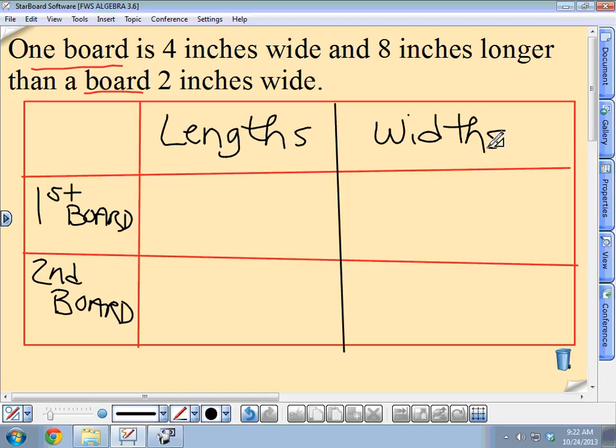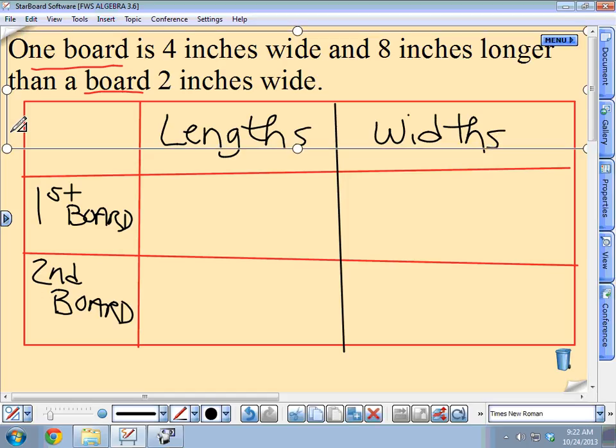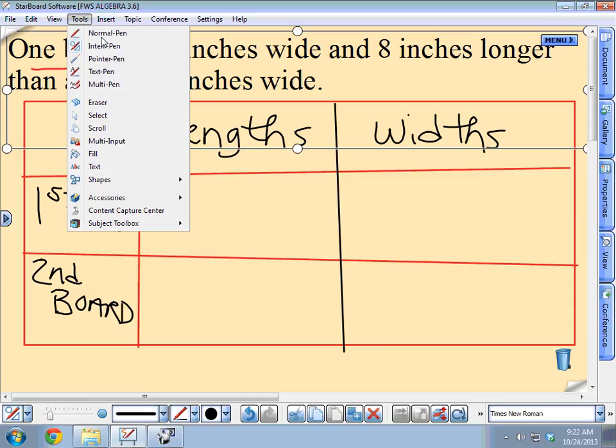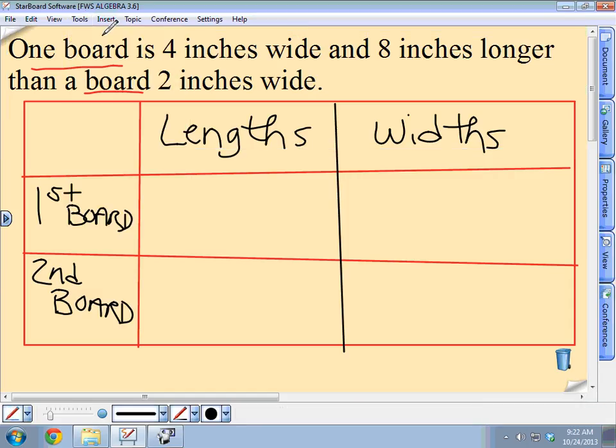Okay. And so, what you want to do is fill in the chart as much as we can. So what can we fill in here? Alex? What do we know from the word problem? We're going to fill in these boxes with the stuff that we know. 4 inches wide. Okay. Which one? First board or second? The first board is 4 inches wide. Good. Felix, what are you going to fill in? 8 inches long for the first board.